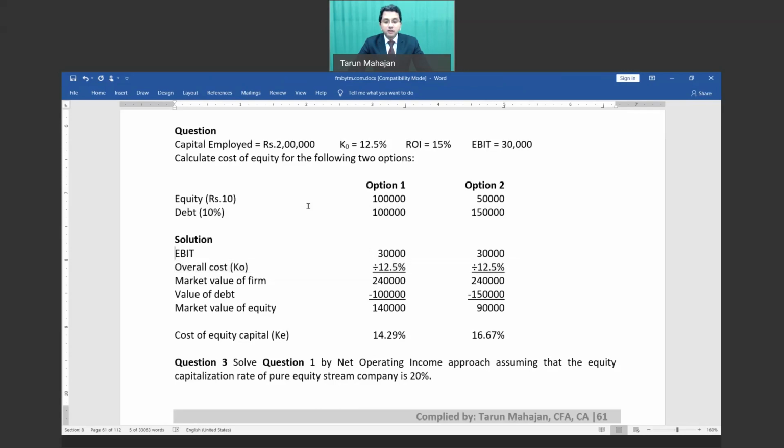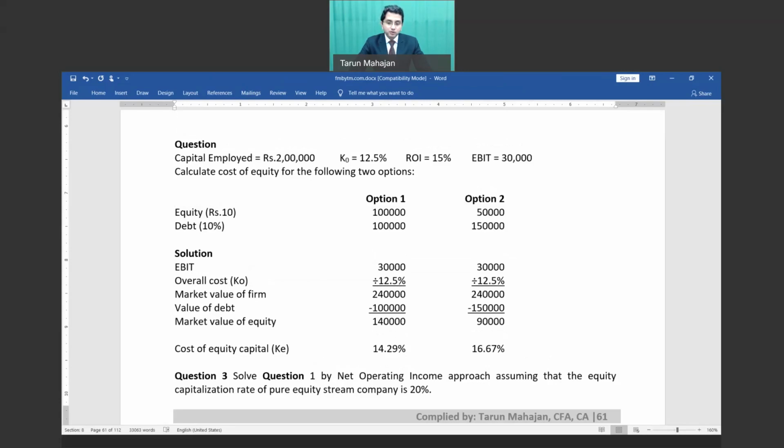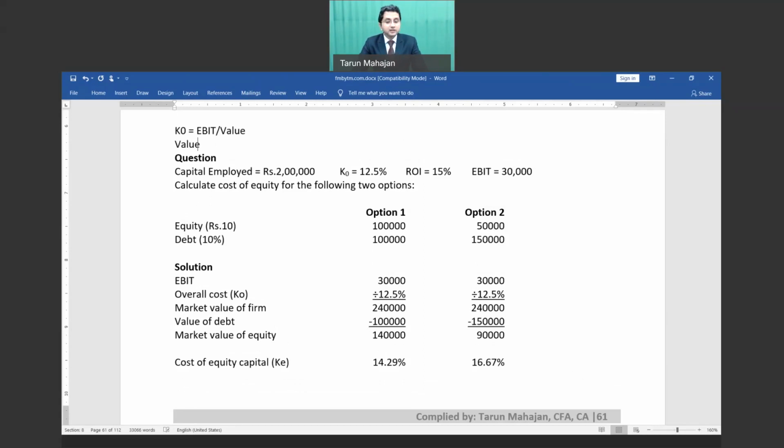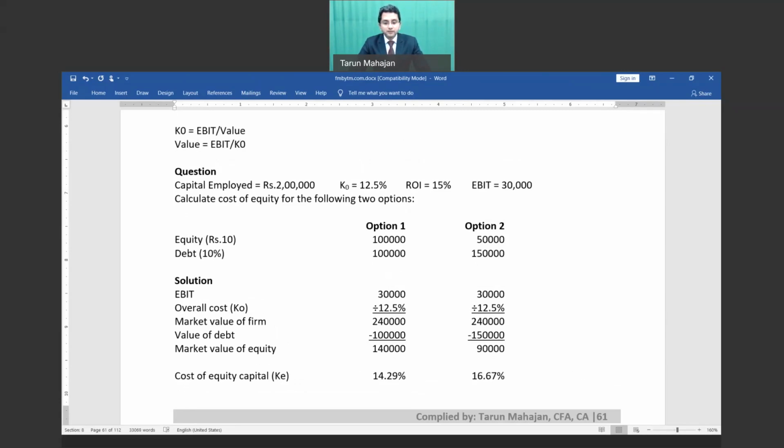Try to recall the shortcut formula which we studied while studying the NI approach. The shortcut formula was that overall cost of capital is equal to EBIT divided by value of the firm. So if I rewrite this equation, it becomes value is equal to EBIT divided by overall cost of capital. So now I'm doing it like that only. EBIT should be divided by overall cost of capital to arrive at the market value of firm.